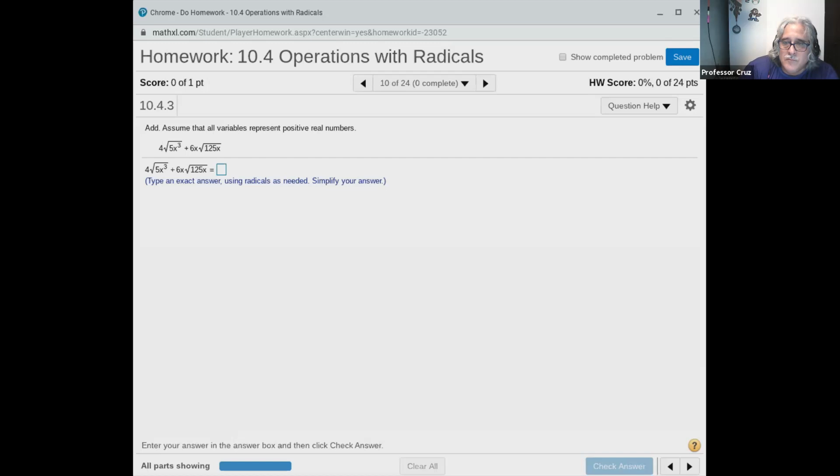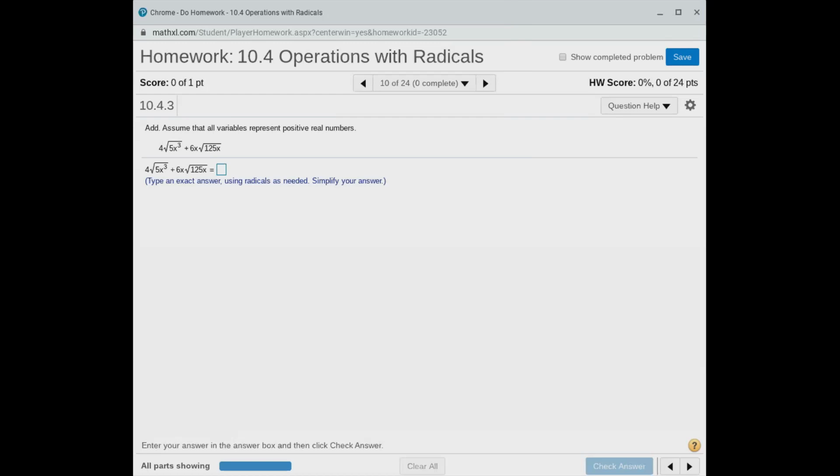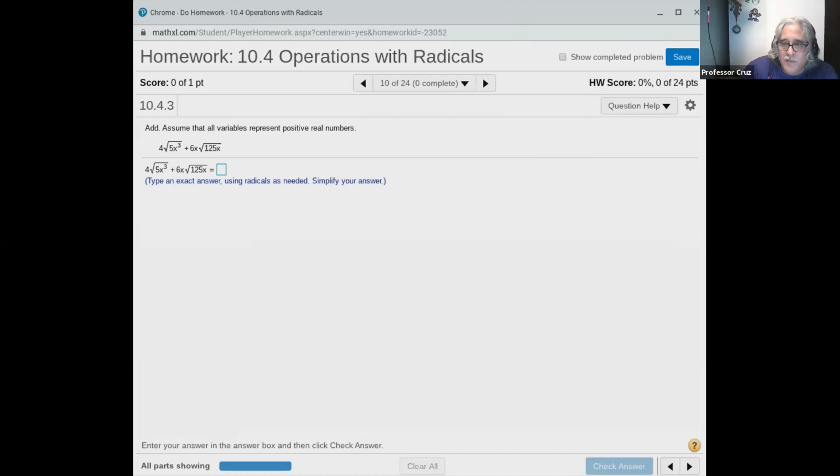Four x 5x plus. Is it 34x 5x squared 5x? Yeah, 34 x square root of 5x.